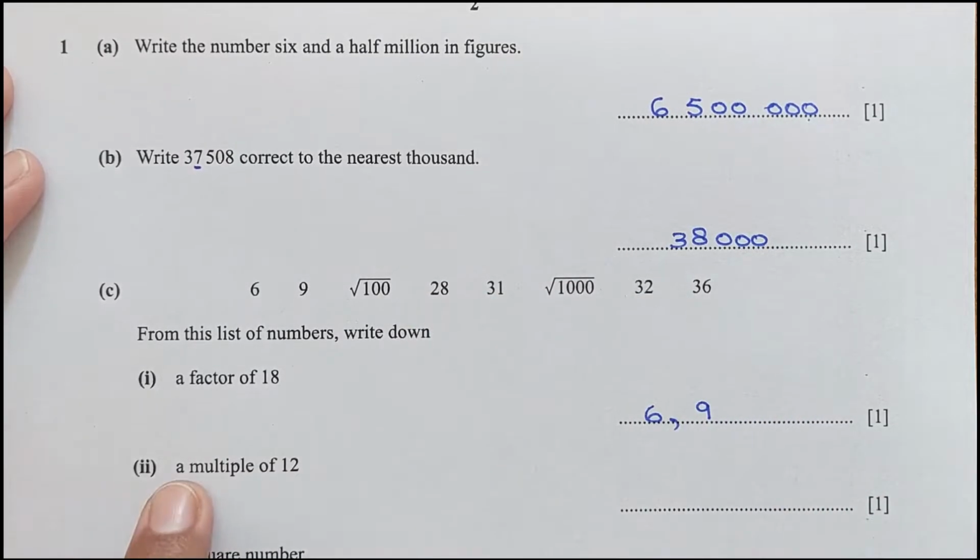Now for the second part, a multiple of 12. The number that is a multiple of 12. 12 times 1 is 12. 12 times 2 is 24. 12 times 3 is 36.